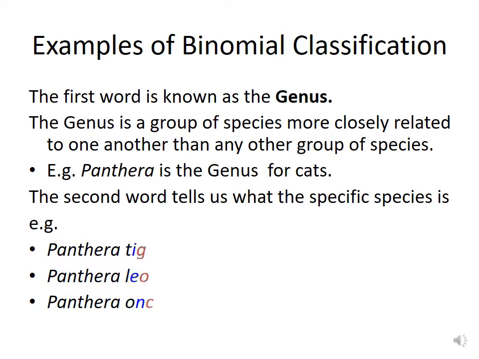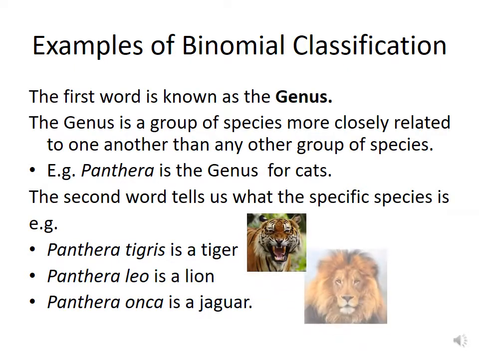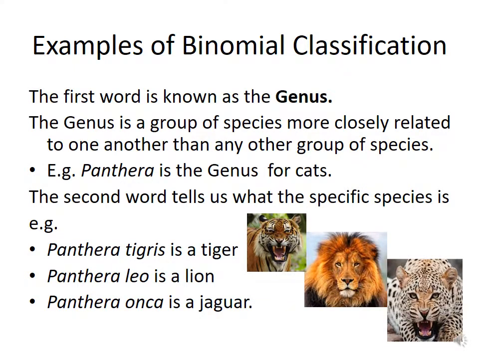For example, a Panthera tigris is a tiger. A Panthera leo is a lion. A Panthera onca is a jaguar. All 3 are cats, but the species name, which is the second word in the binomial name, defines which species this belongs to.